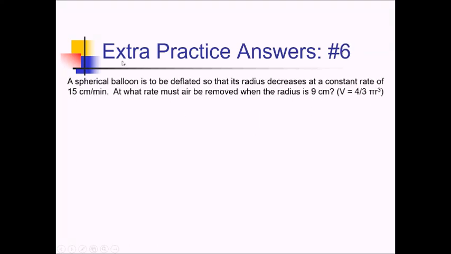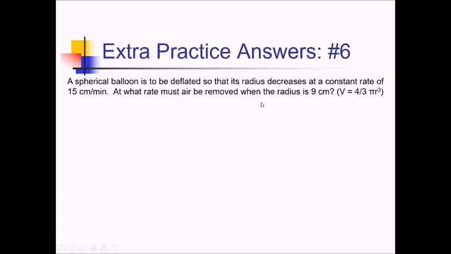For this problem, we have a balloon being deflated, so the radius decreases at a constant rate of 15 centimeters per minute. We want to know at what rate air has to be removed when our radius is 9 centimeters. If we're talking about the rate of removal of the air, basically removing space from this balloon, we're talking about volume. And we have a radius involved as well. We have multiple rates of change, a rate of change of volume and a rate of change of the radius. So we're going to set this up as a related rates problem, and we're going to differentiate everything with respect to time.